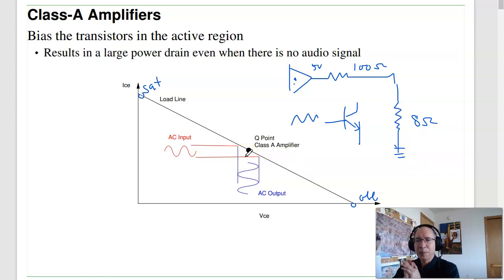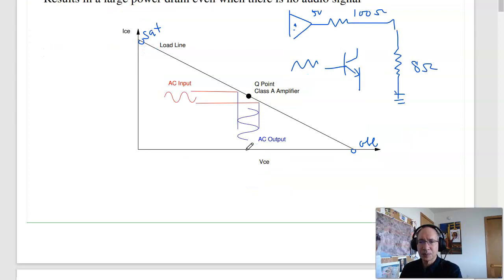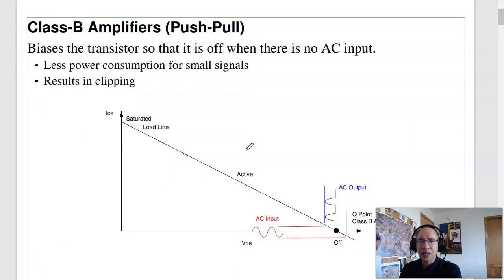The problem with the Class A amplifier is if there's no signal coming in, I am still drawing current, meaning I'm still dissipating power. So this is really inefficient. A second type of amplifier is called a Class B amplifier. That's where I operate at this point. The nice thing about that is if the input is 0, the output is 0, I have no current draw, so it's a little bit more efficient when it's sitting there idly.